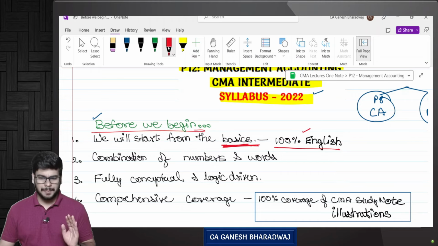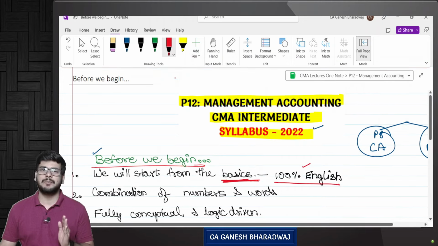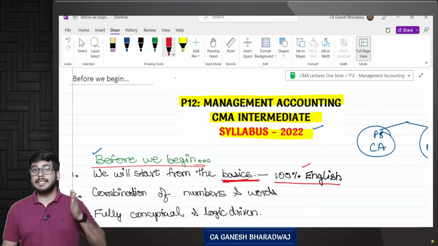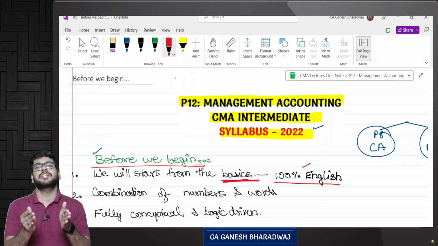Now, if you see, management accounting is a subject that is slightly linked with cost accounting. That's why in CA intermediate, not CMA, CA intermediate, if you see, they have a paper called cost and management accounting.